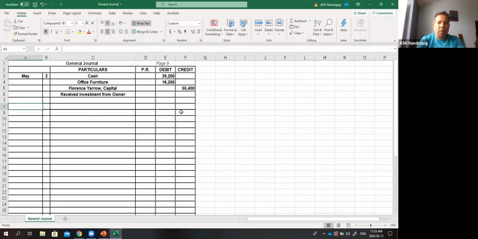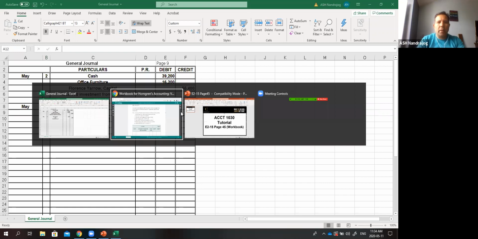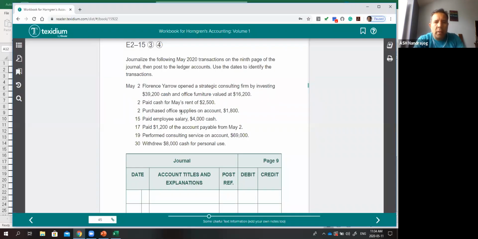So we would say May the 2nd, we have the rent expense, and that is for $2,500. And then we have the cash which is being credited for $2,500. And we can say paid monthly rent. So that's how we record the second transaction. Let's look at the third transaction.